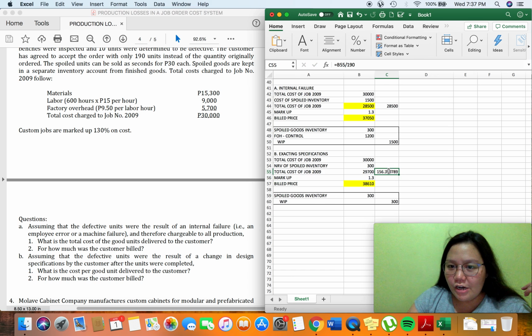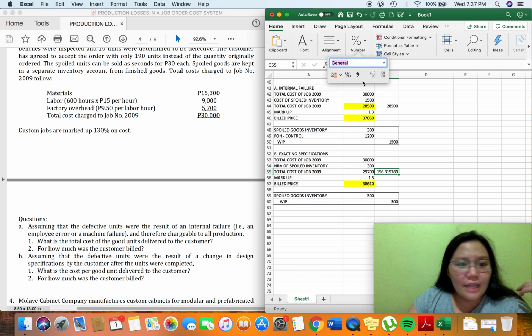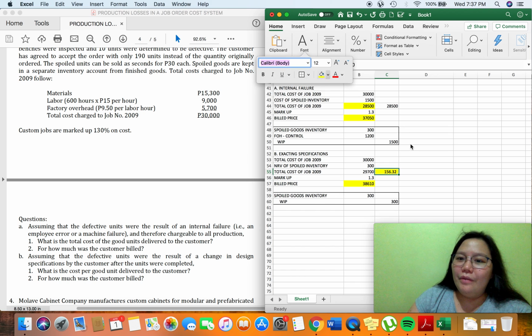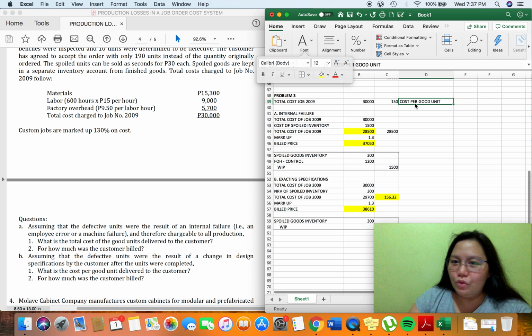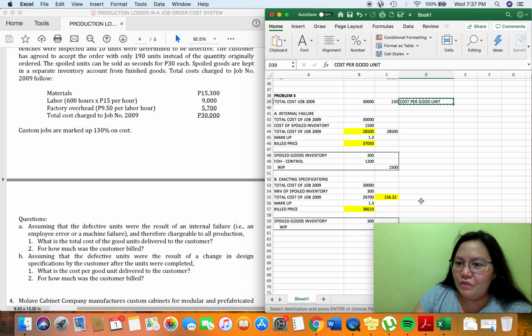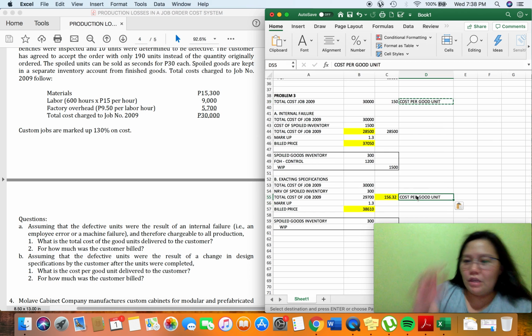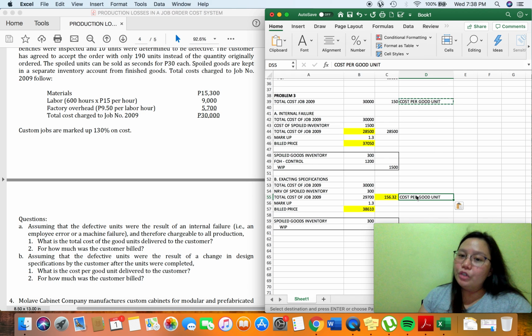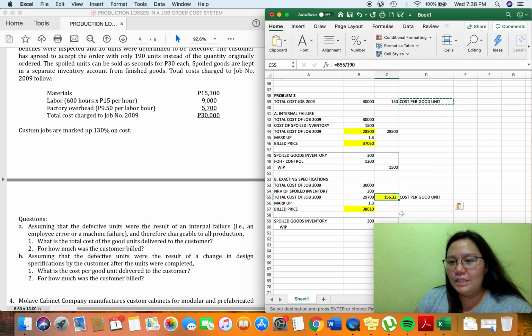And therefore, our answer for assumption B, question number 1 is 156.32. Di ba? So, kanina magkano yung cost per good unit natin? Kanina 150 lang siya. But because of the losses or spoilage na shinolder ng customer, the cost per good unit is now at 156.32.